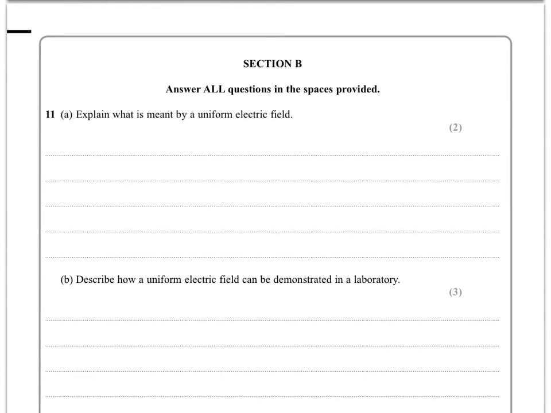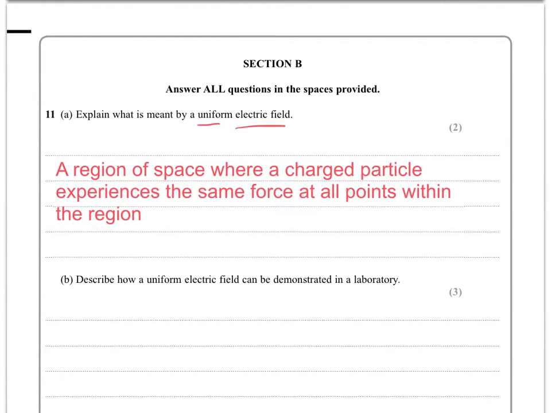Question 11a, explain what is meant by a uniform electric field. So what we're going to be saying here is the properties of an electric field and then the properties of a uniform electric field. So an electric field is a zone where a charged particle would experience a force, and a uniform electric field tells us that the force on the charged particle would be the same in all positions in the zone. That's really what you need to explain. So we've got a force on a charged particle is what an electric field does, and for a uniform one, the force has the same value in all positions within that zone. So: a region of space where a charged particle experiences the same force at all points within that region.